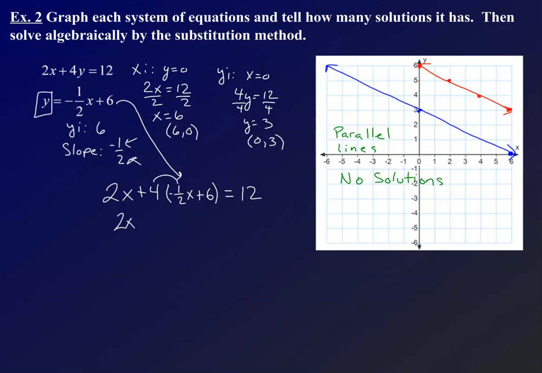I'm going to bring down my 2x and distribute the 4. So -1/2 of 4 is -2x. And then 4 times 6 is 24. And that equals 12. When we combine our like terms, the x terms cancel out. So we have 24 equals 12, which is not really equal, so that's where we get no solution.